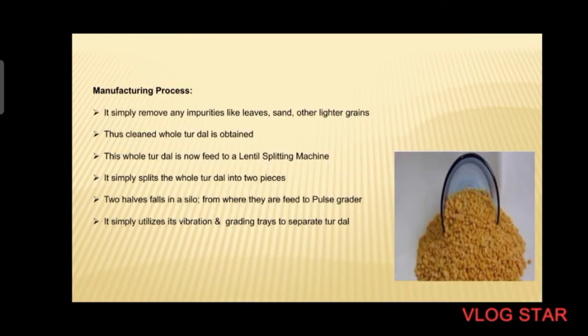It simply removes any impurities like leaves, sand, and other lighter grains. Thus, cleaned dal is obtained. This whole dal is now fed to a lentil splitting machine. It simply splits the whole dal into two pieces. The two halves fall into a silo from where they are fed to a pulse grader. It simply utilizes its vibration and grading trays to separate dal.